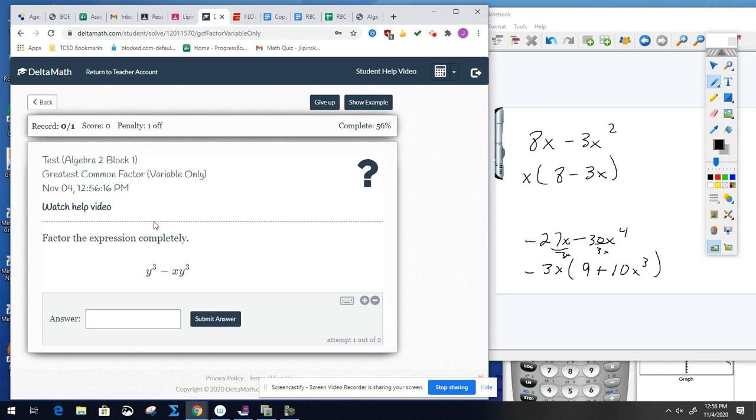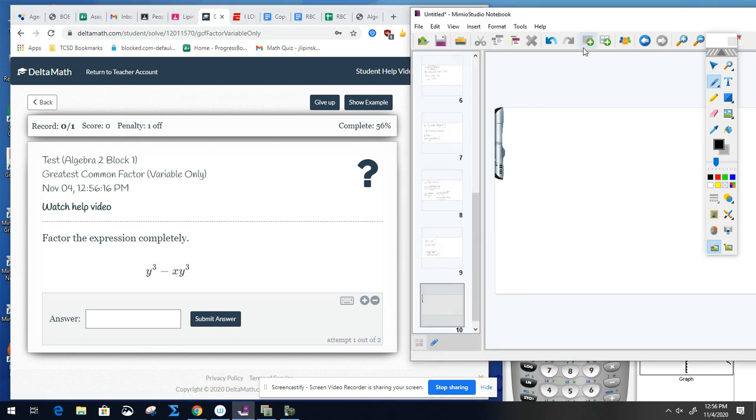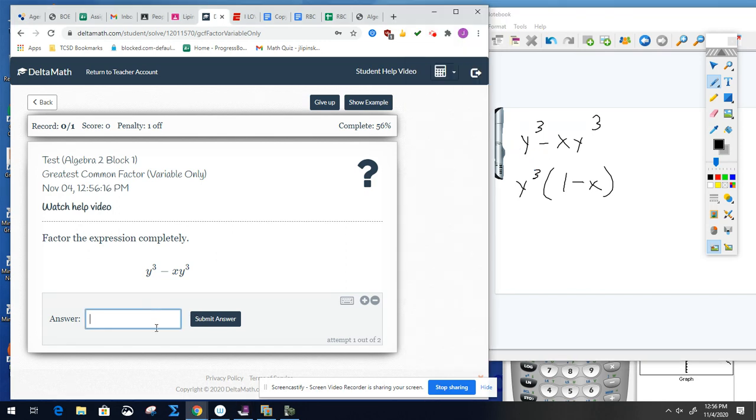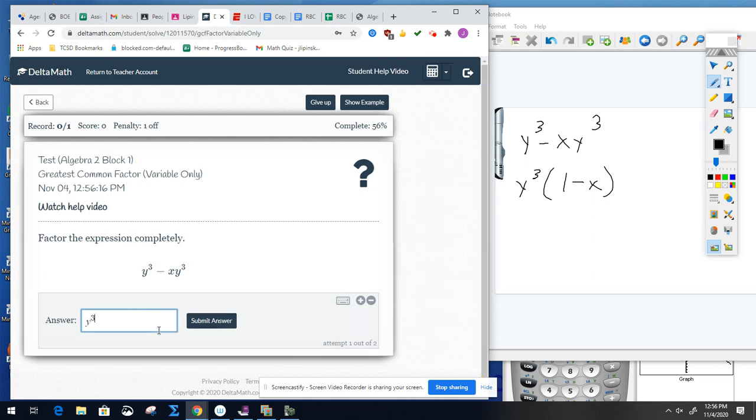Okay, factor the expression completely. So I've got y cubed minus xy cubed. I'm going to take a y cubed out. That's going to leave me with a 1 minus x. It's important when you divide something by the whole entire GCF that you get a 1. You're dividing here. So again, I'd have a y cubed parentheses 1 minus x.